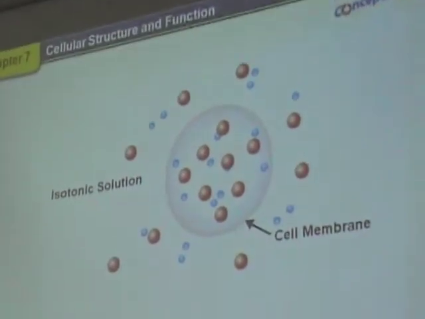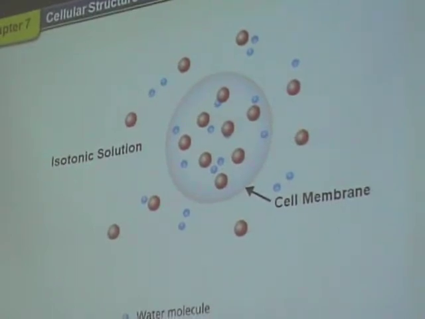Okay, what would happen to the cell if you waited for a while? Which is what we're going to do today in our lab. The water would take it in. Would the cell change size? No, it wouldn't change size.